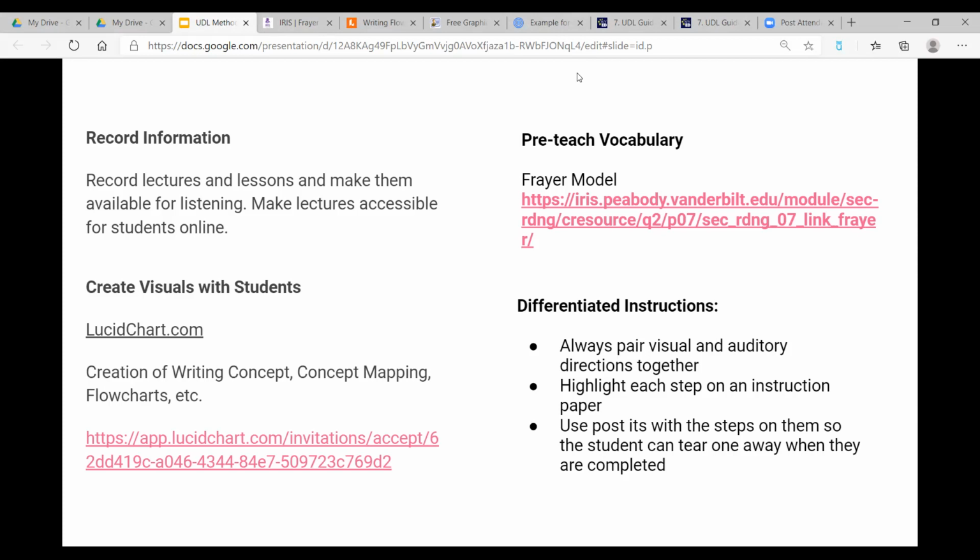So that is a section on multiple means of representation and how we give that information to students and how we teach them. And we're going to talk next about multiple means of engagement.